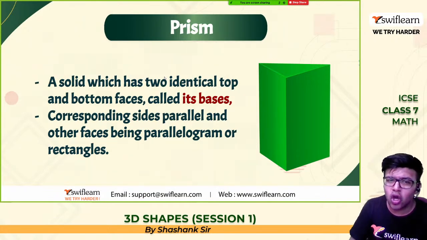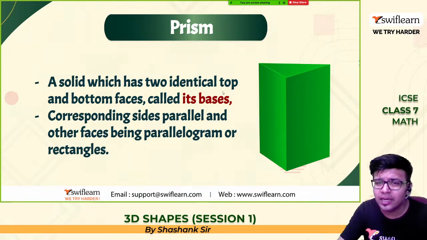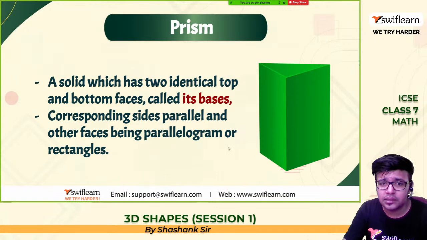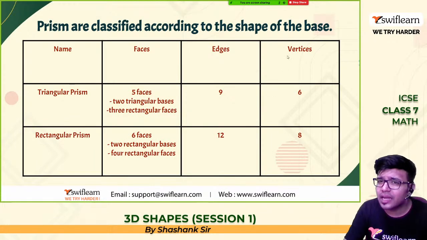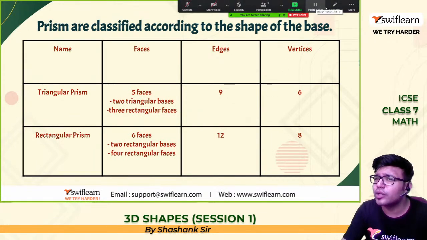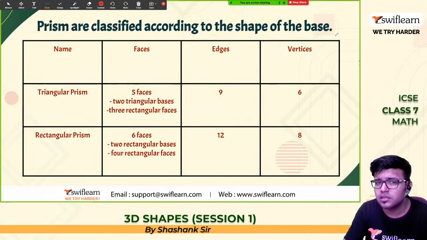Yes, a solid which has two identical top and bottom faces. It's called its base. Corresponding sides parallel and other faces being a parallelogram or a rectangle. This is a prism. Prisms are classified according to the shape of the base.